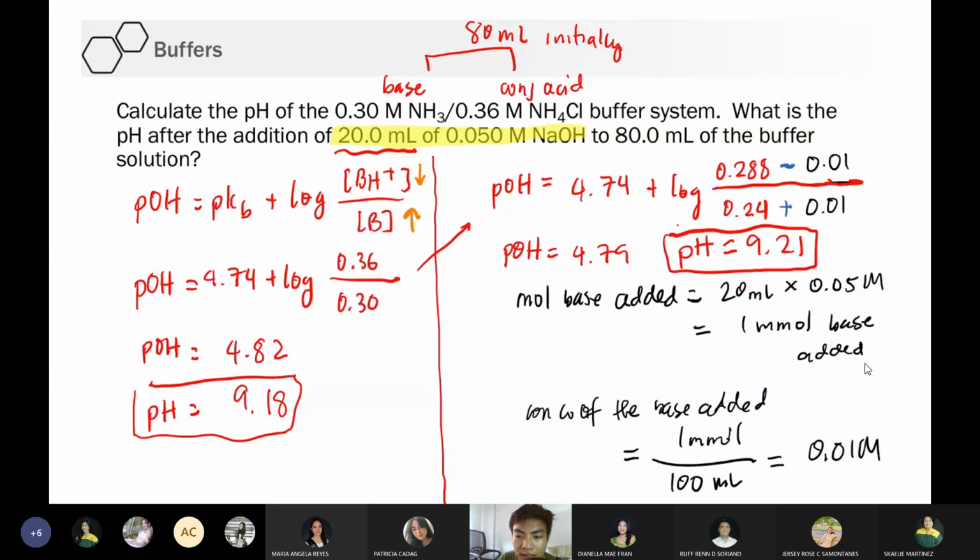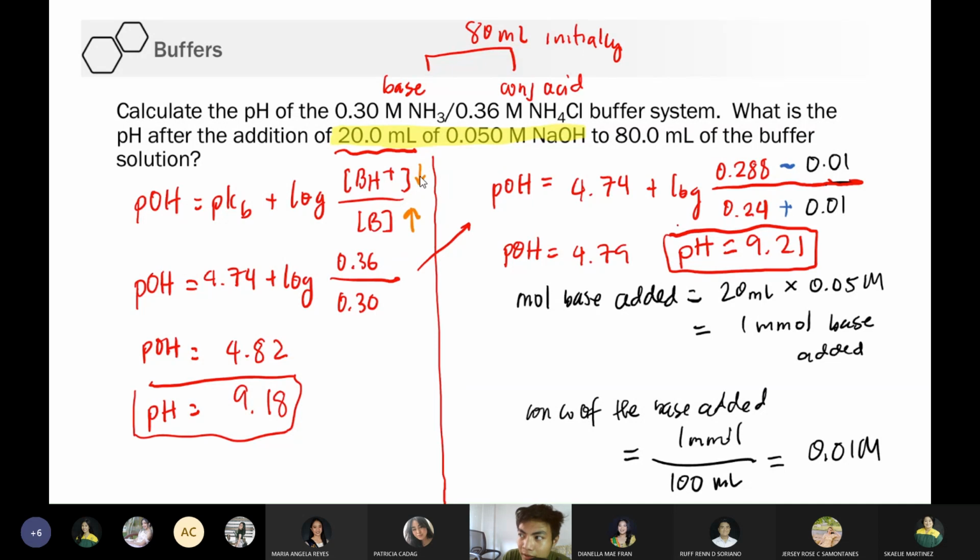Again, paano tayo nag-arrive dito sa answer natin na to? Sabi natin, ganito. Nung nagdagdag tayo ng base, tumaas yung volume ng solution. From 80 ml, naging 100 na, kasi 20 ml yung dinagdag mo. Kaya unang ginawa, dinilute natin yung mga concentration ng conjugate acid and the base. Ito na yung kanilang diluted concentrations. Tapos, sinasabi natin, nagdagdag tayo ng base, tataas yung base natin.